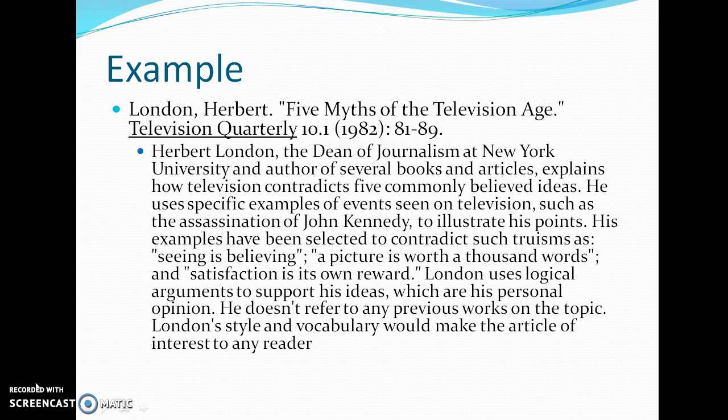This is an example of what an annotation would look like. So you'd have your citation, or your bibliographical information, at the top, where it shows the author, the article title, the journal that it's in, that kind of information. Then you have your summary there, what he explains, and what he's doing in the article, and you might say, at the end, he doesn't refer to any previous works. His style and vocabulary would make the article of interest to any reader. Okay, so you're evaluating why it would be a good thing. So this is a little bit lengthy one, but basically I think it's 6 sentences that summarizes and evaluates the article.